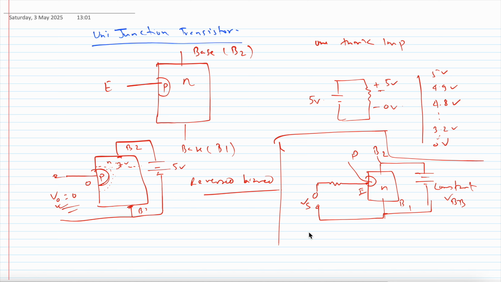If I increase VS, then this point, let's suppose this one is B1, it will be forward biased. Then the current flows in this direction. And if the current flows, more and more current will flow.